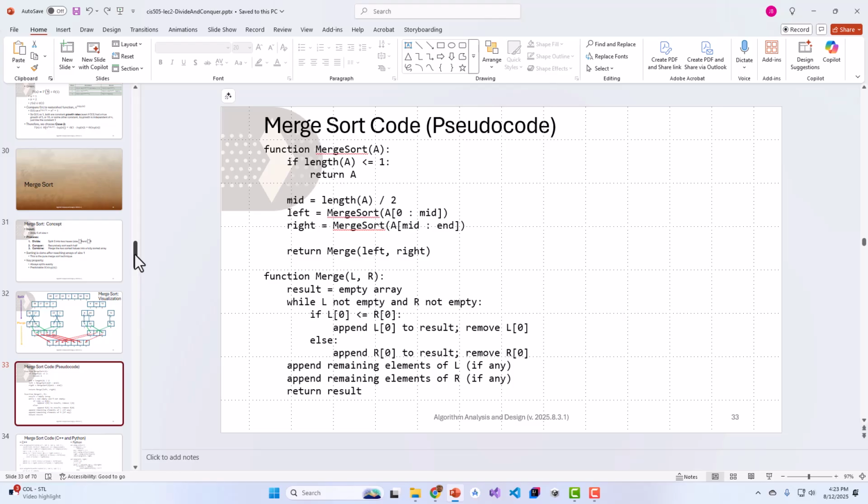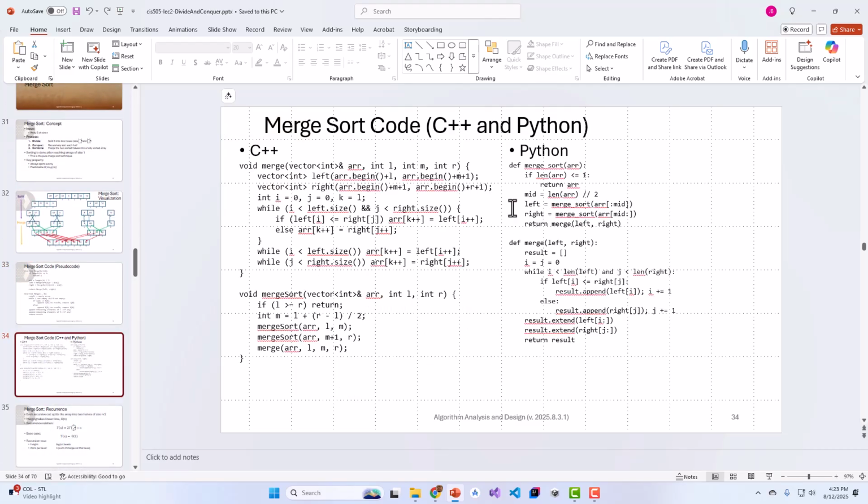All right, some pseudocode here. I'll let you look at that on your own. And then I also have, for your consideration, the Python and C++ versions right here. So you can look at both of those.